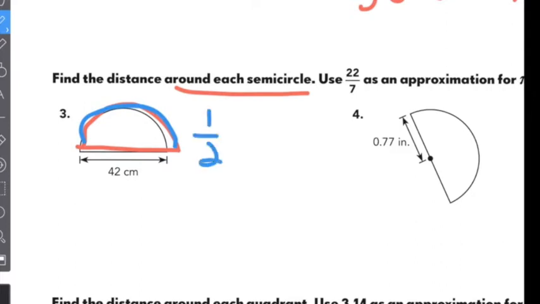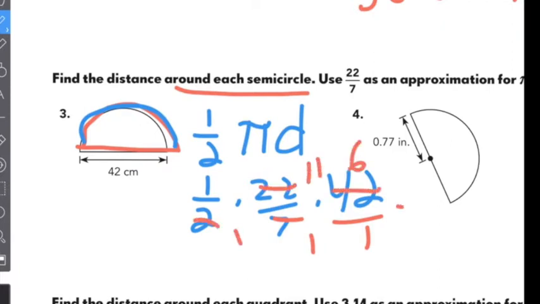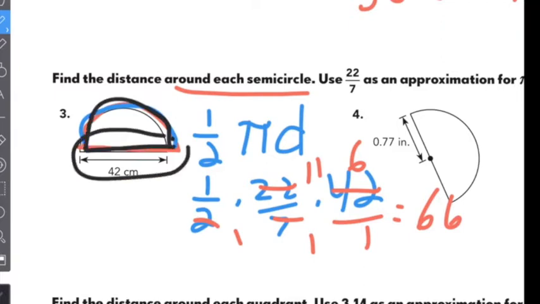1/2 of a circle times pi times the diameter. So fill in what you know. 1/2 times pi, which is 22/7, times 42. So what I could do is let me just get a different marker. I could start simplifying here. This is 1, this will be 6, this is 1, this is 11. So this will equal 66. But you're not quite done because it's around the whole semicircle. So I need to add in the 42. So you're going to add 42, and that'll give you your answer.